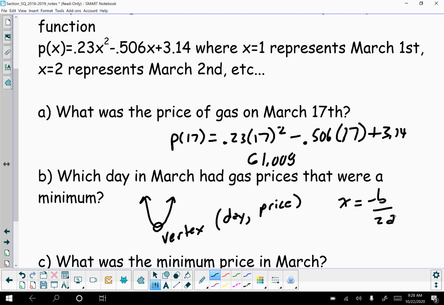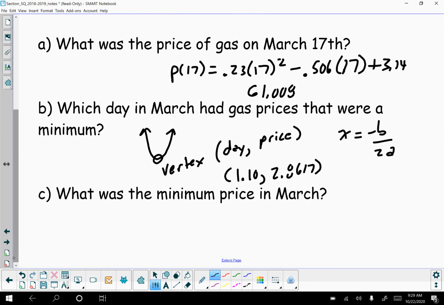And this is going to tell you at 1.10, we're at 2.8617. So just after the first day, March 1st, our gas was $2.86 a gallon. Okay, please know we can do this during class. We can talk about it during class.